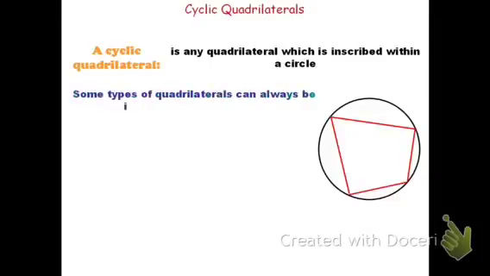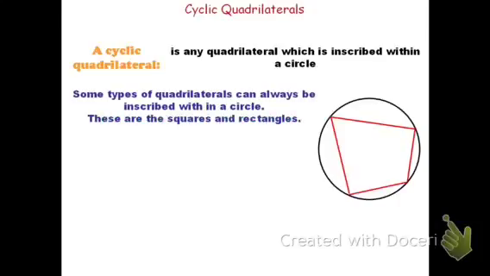Now, some types of quadrilaterals can always be inscribed within a circle, meaning some types of quadrilaterals are always cyclic quadrilaterals. For instance, the squares and rectangles. Every square and every rectangle can be inscribed in a circle. To do that, you find the perpendicular bisectors of those sides. Where they intersect will be the center of the circle.